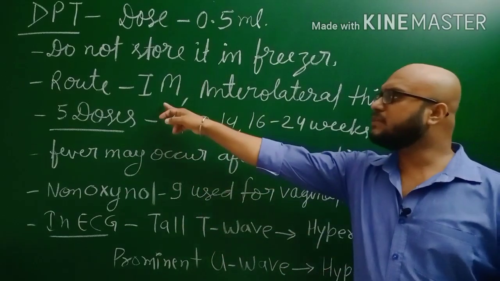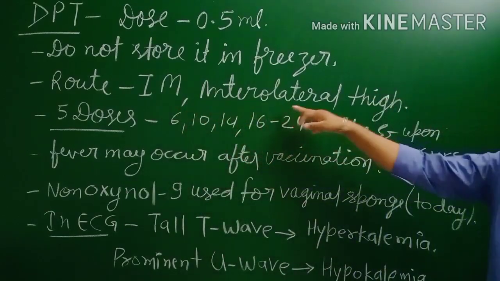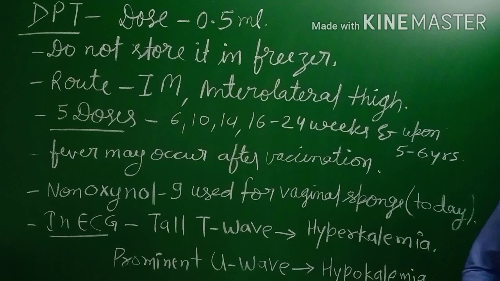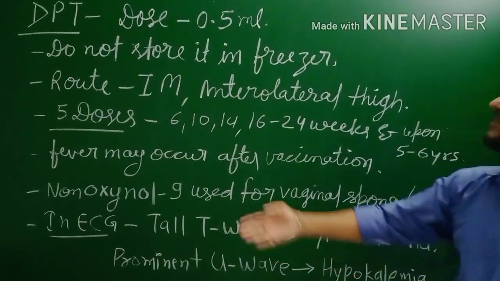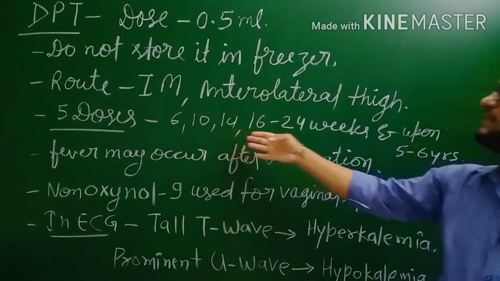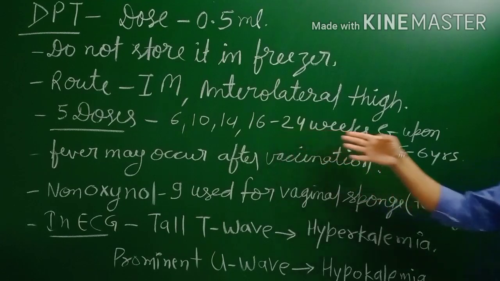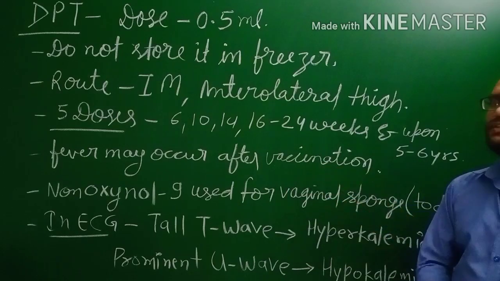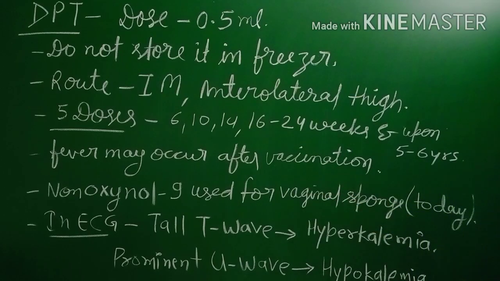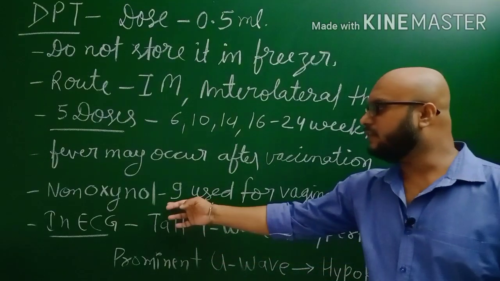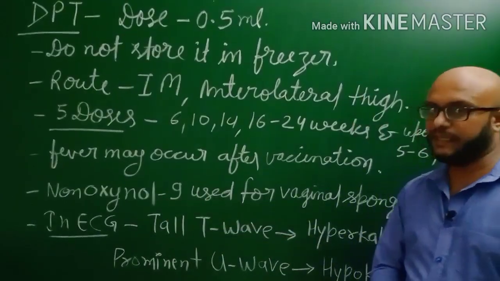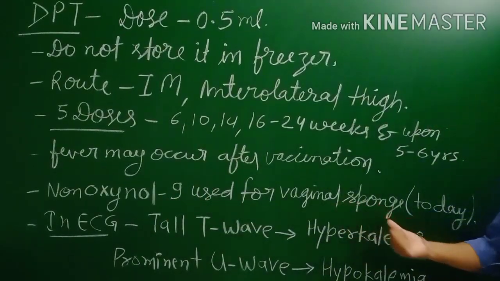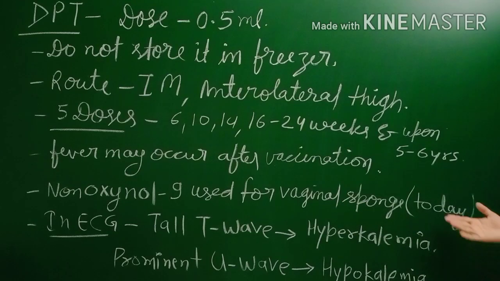Its route is intramuscular, in the anterolateral thigh. A total of 5 doses are given: at 6 weeks, 10 weeks, 14 weeks, and 16 to 24 weeks, and the last dose is between 5 to 6 years. Fever may occur after vaccination. Next is nonoxynol-9. Nonoxynol-9 is used in vaginal sponge. It comes under the name Today.